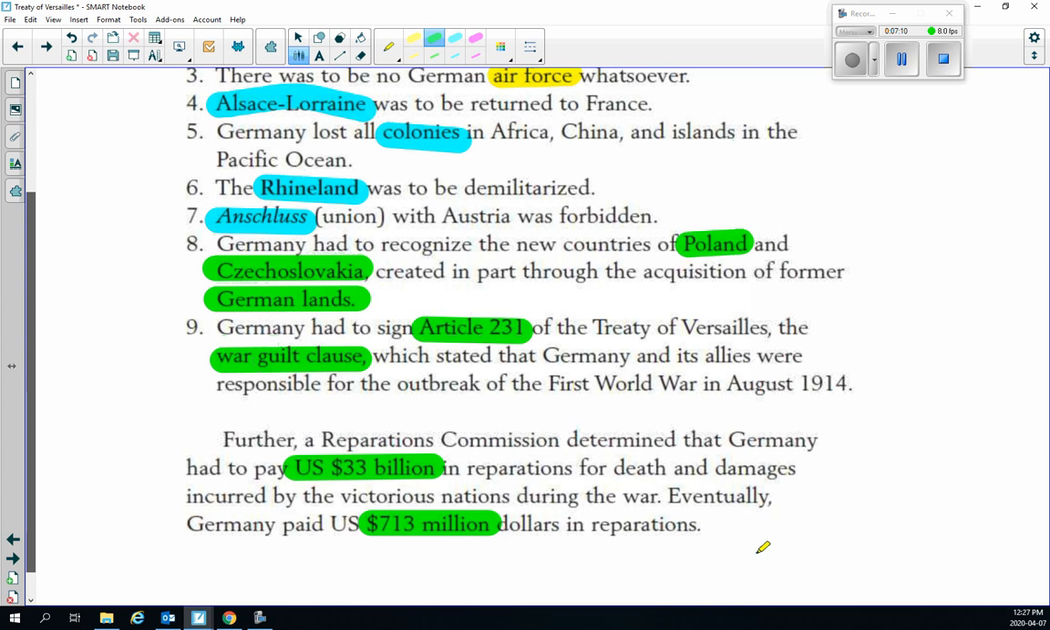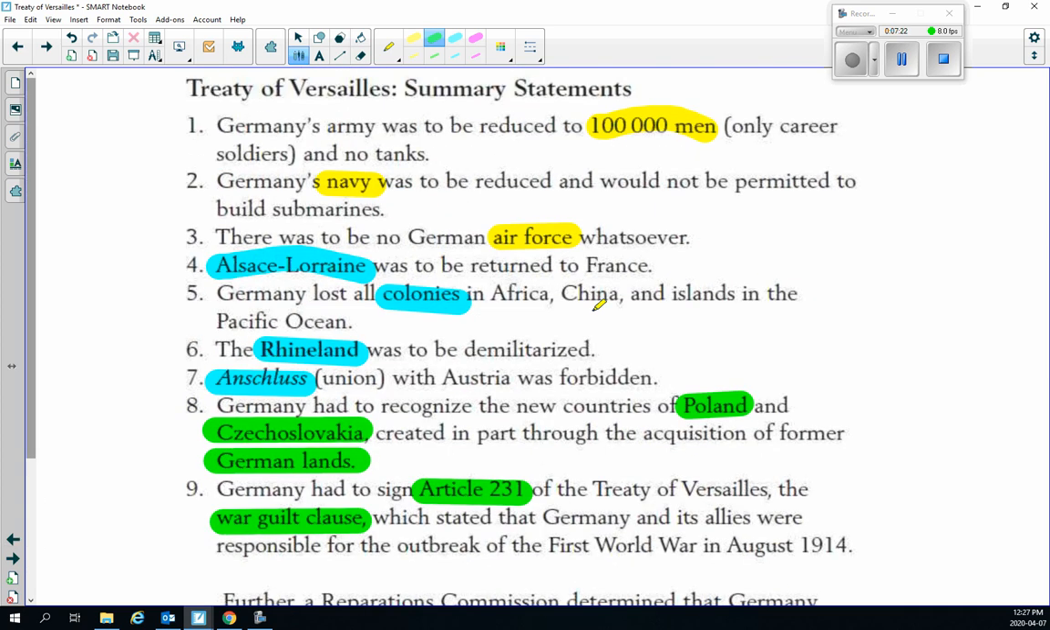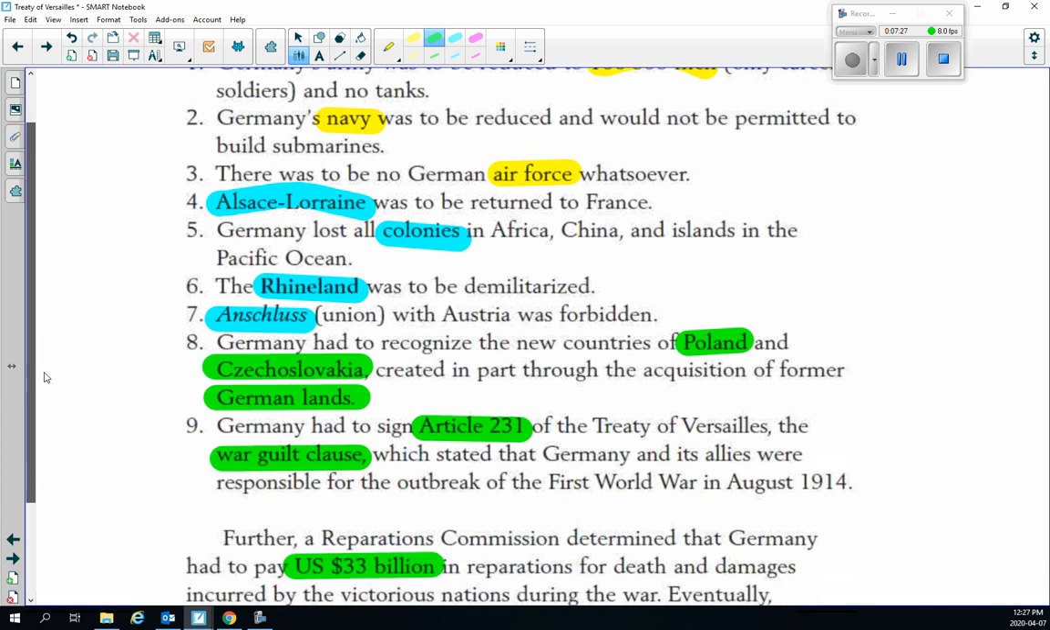By the way, of that original $33 billion, 51% went directly to France. And so you can see why Germany would be upset about that too. So all of these facets of the Treaty of Versailles really did was humiliate and anger Germany.